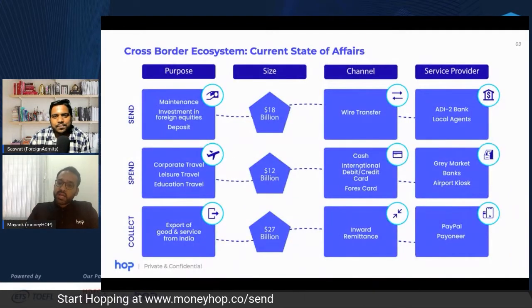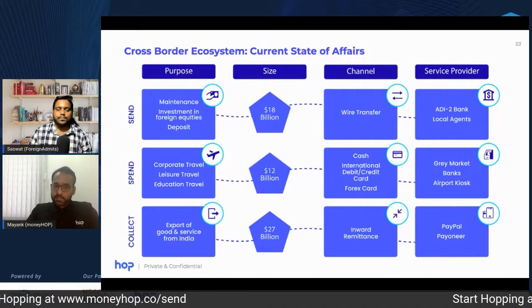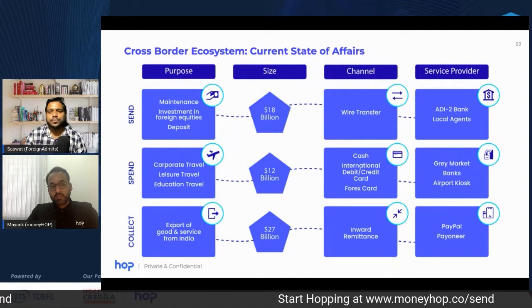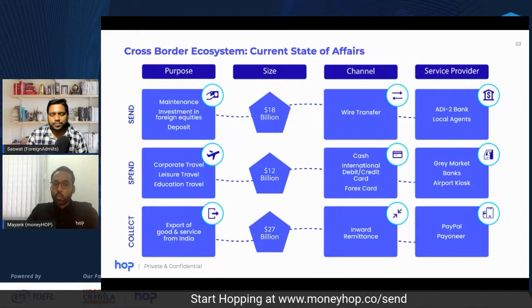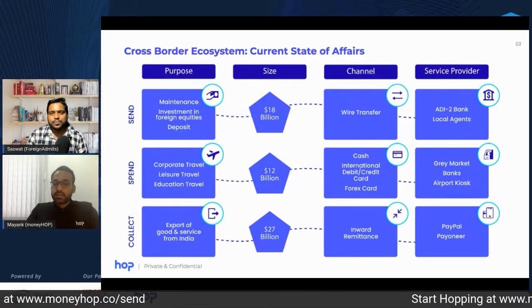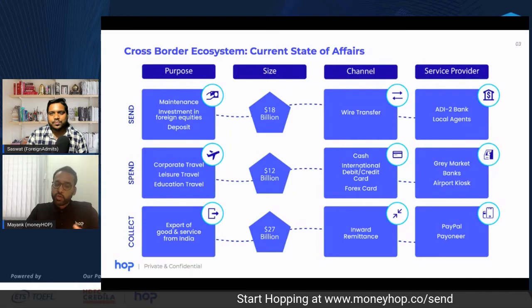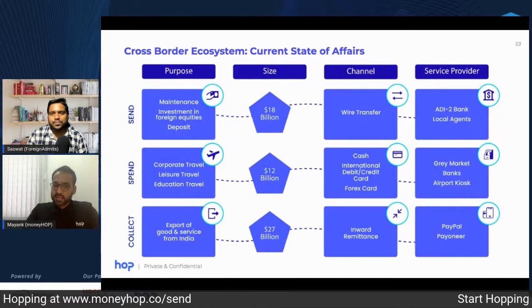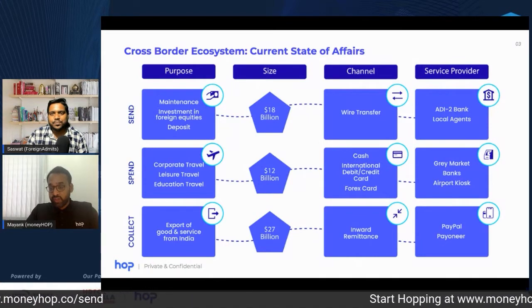Now, if we just take a moment to understand what are the venues or channels for which the money movement happens, we broadly categorize that into three big umbrellas. We call it send, spend, and collect. By the very nature of the word send, you're transferring money from one Indian bank account to a foreign bank account, and the purposes are such as foreign education fees payment.